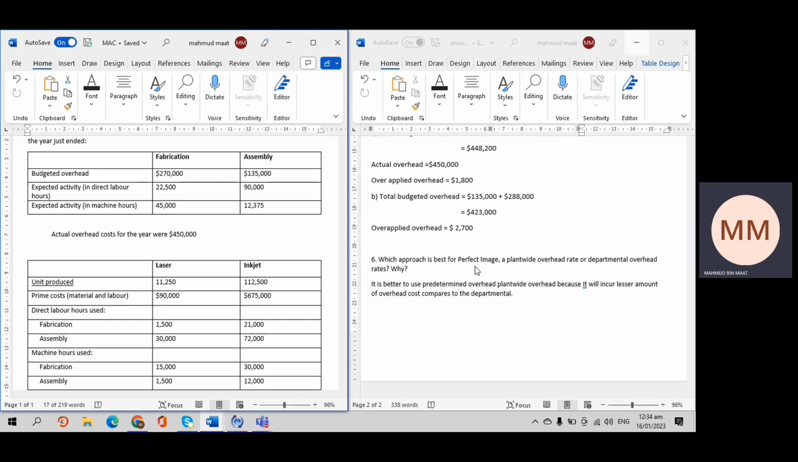So for the last question, which approach is best for Perfect Image, a plant-wide overhead rate or departmental overhead rate? Why? So it is better to use the predetermined plant-wide overhead rate because it will incur a lesser amount of overhead costs compared to the departmental. So in this question, we need to use predetermined plant-wide overhead instead of departmental overhead. So that's all from me. Thank you.